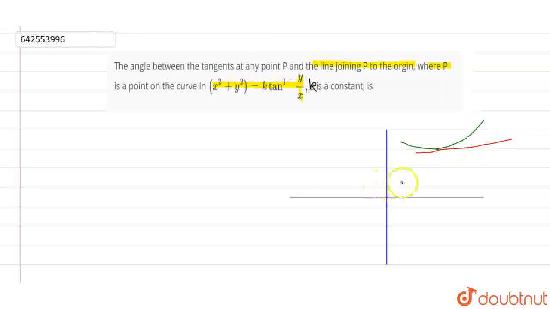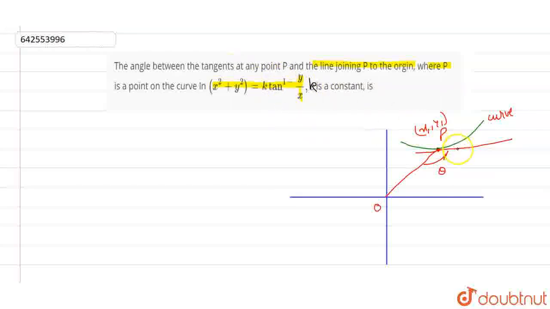this one, and similarly this point P is connected to the origin, making a line PO. So this is O. Let's take this first point as x1 comma y1. And this is the tangent and this is our curve. So basically what the question is trying to say is that the angle between the tangent at any point P and the line joining P to the origin, this is the line joining P to the origin, OP, should be something theta, and this should be independent of the x and y terms. This is what we have to prove in the question.